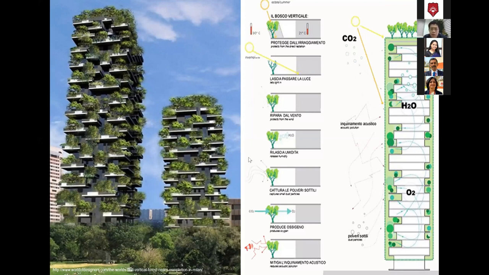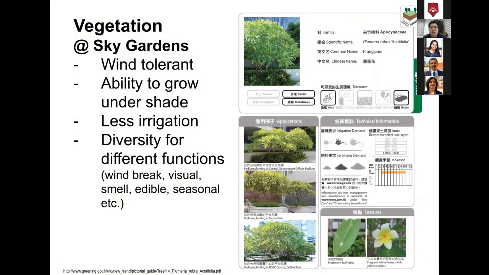I want you to understand that the species of vegetation in the sky garden is also very important. It should be wind tolerant, able to grow in shade, and use less irrigation. Otherwise, the planting may lack maintenance and die, and the vegetation may not work. They also serve other functions like windbreak, visual screening, smell, edible plants and seasonal change.